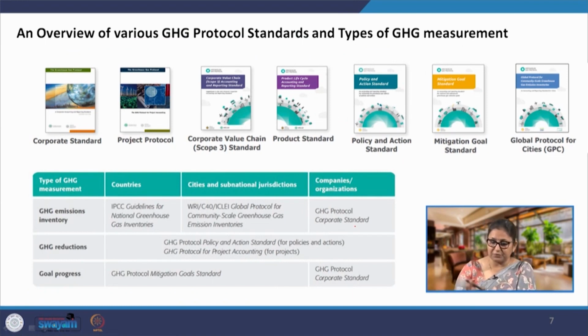Now, this is something that we have already seen, but giving you an overview of various GHG protocols and standards. Quickly going through, we have the corporate standard, we have the project protocol, we have a specific corporate value chain standard for scope 3, we have the product standard, and the policy and action standard. So, what is the impact of a particular policy on emissions? For example, if you would remember, in the context of India, around winters the air quality of Delhi, the NCR region, tremendously falls and it is very polluted.